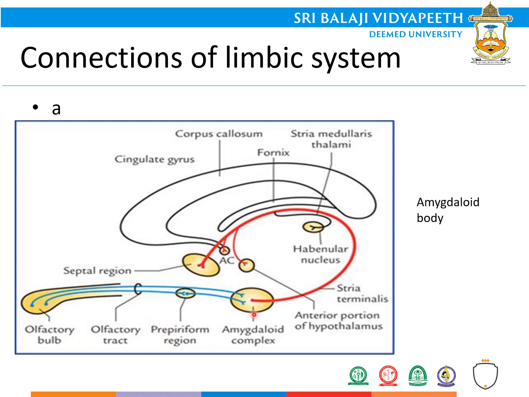Now, this amygdaloid body receives afferents from the olfactory bulb. And the efferents from the amygdaloid body come out as the stria terminalis, and they reach the level of the anterior commissure, from where they end in the septal region and in the anterior portion of the hypothalamus. And through the anterior commissure, they also go to the opposite amygdaloid body.